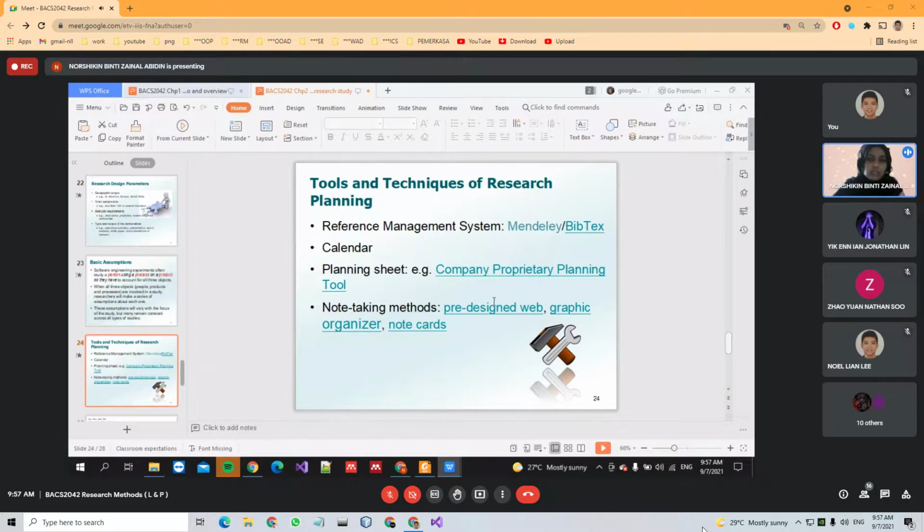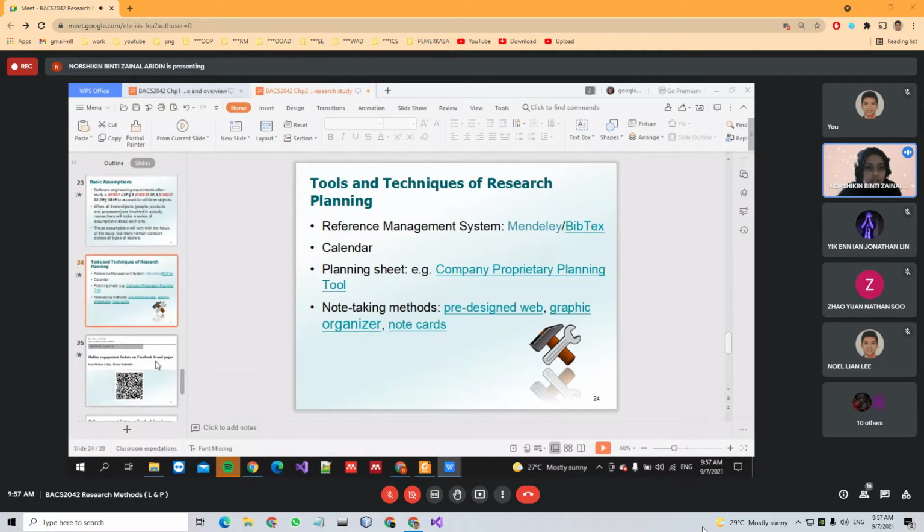So we have a few tools here to conduct our research: Mendeley, BibTeX (BibTeX is a file), Calendar, Gantt chart. These are basically the tools to conduct our research.